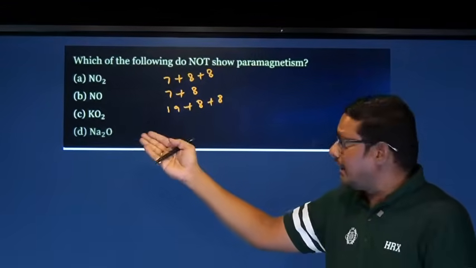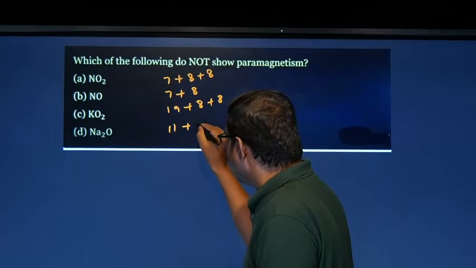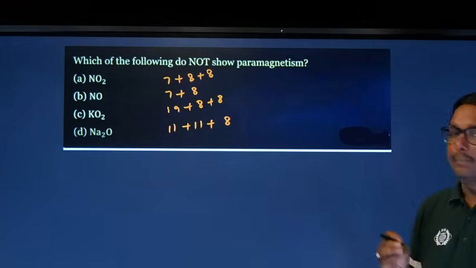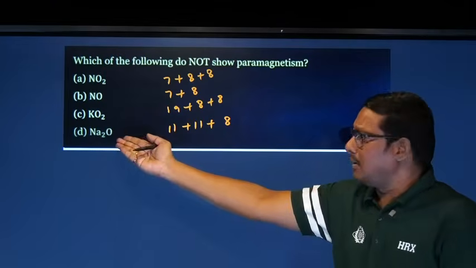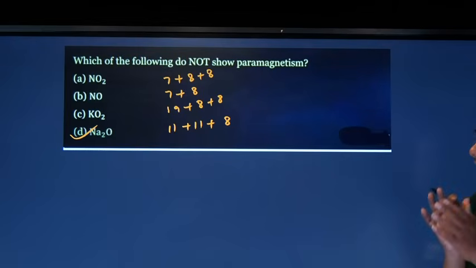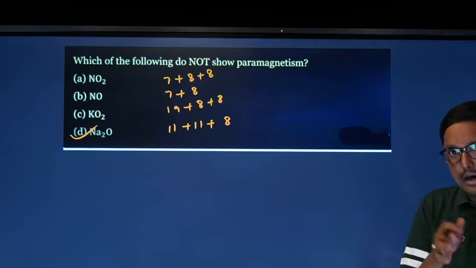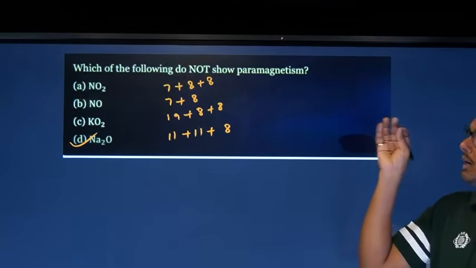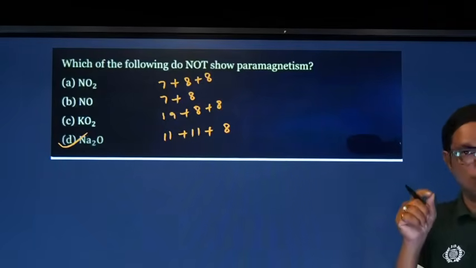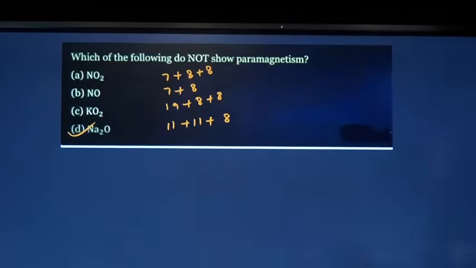Then option D, Na2O, sodium oxide. Sodium has 11 electrons, 2 of them, plus oxygen with 8 electrons. No doubt it is not an odd number, it is an even number. That means Na2O is a diamagnetic molecule. So except Na2O, the rest are all paramagnetic. I repeat again, for any question based on diamagnetic or paramagnetic, if the total number of electrons is an odd number, you can say paramagnetic. The exception is the O2 molecule, which is paramagnetic. So in this question, the right option is the fourth option, option D.